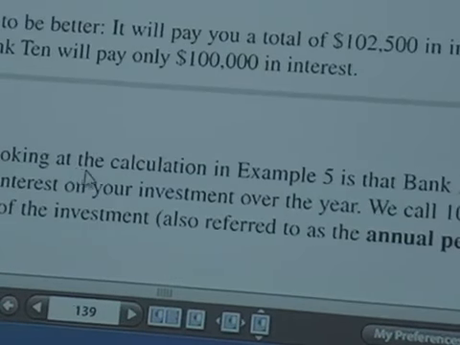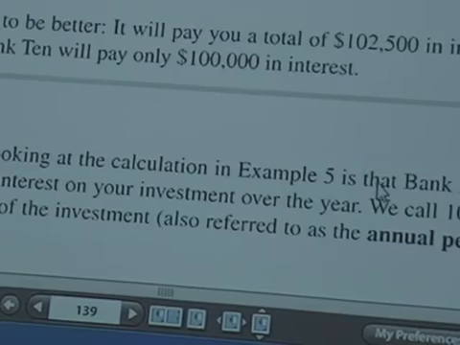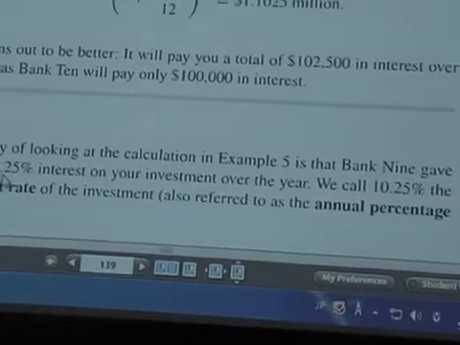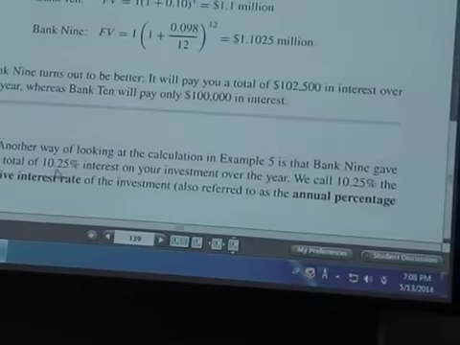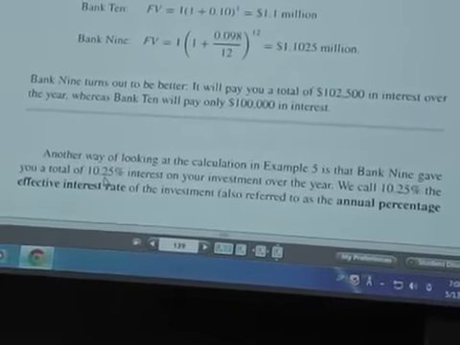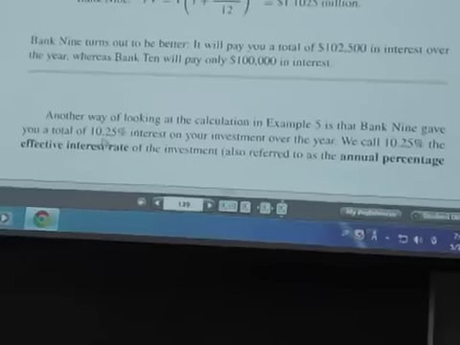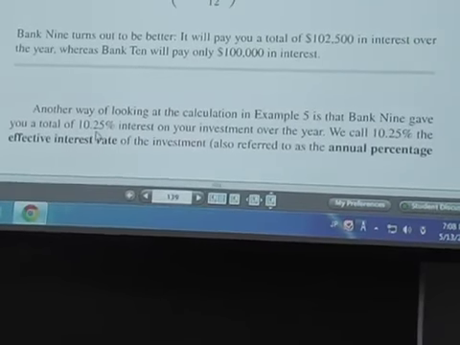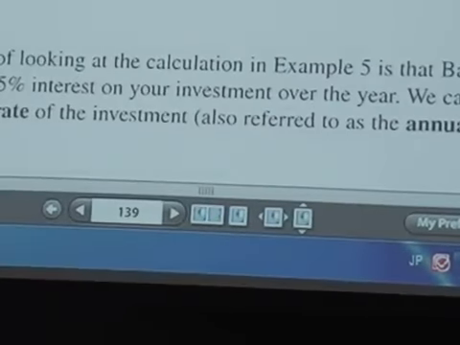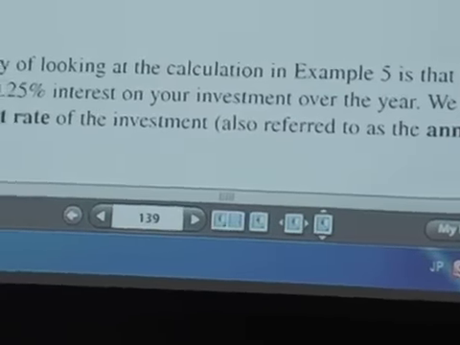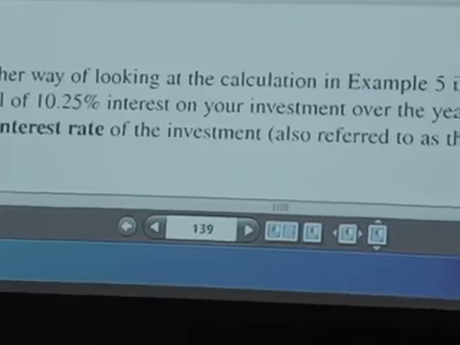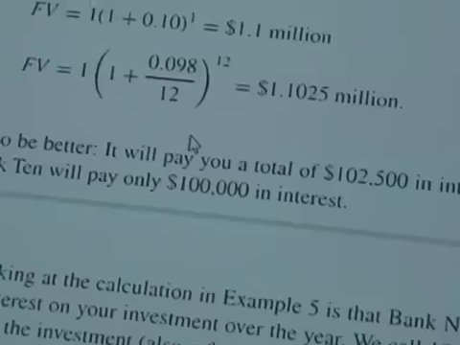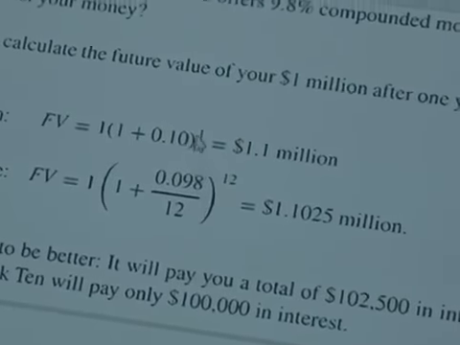Another way of looking at the calculation in example 5, this example, is that Bank 9 gave you a total of 10.25% interest. No, it didn't. What are they talking about? They said Bank 9 gave me a total of 10.25 interest. What is that about? Bank 9 didn't give me that. Bank 9 gave me what? 9.8. Why did they say 10.25? Total? What, this is a total of 9.8.